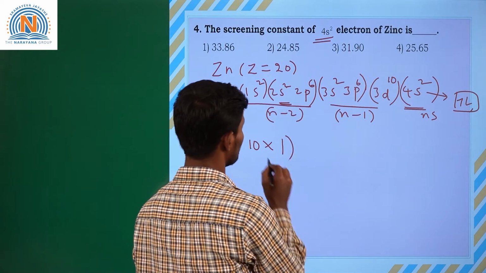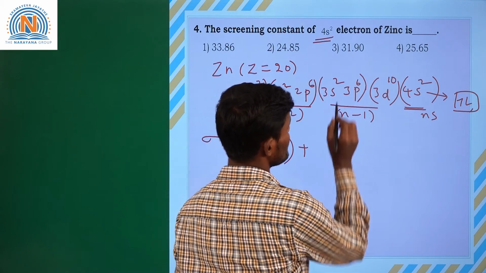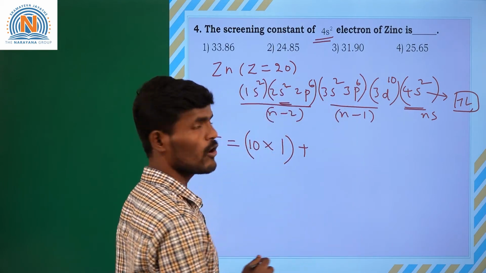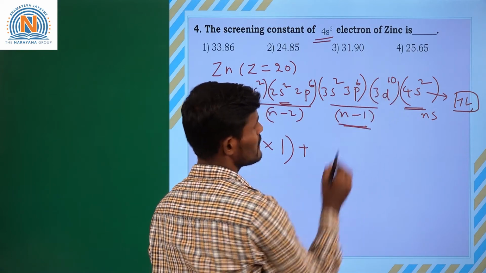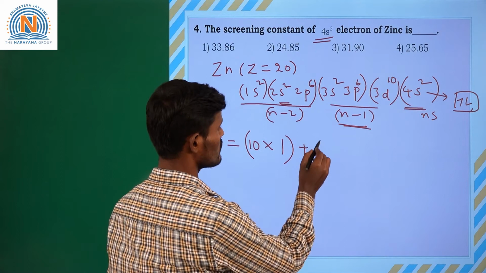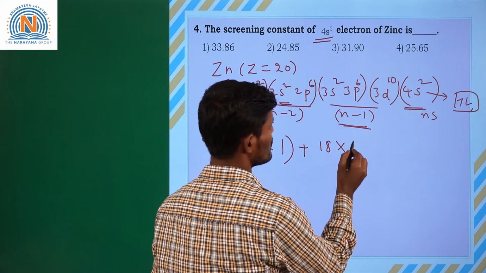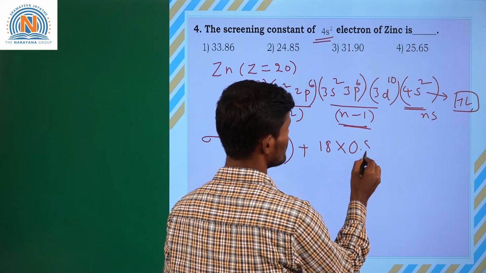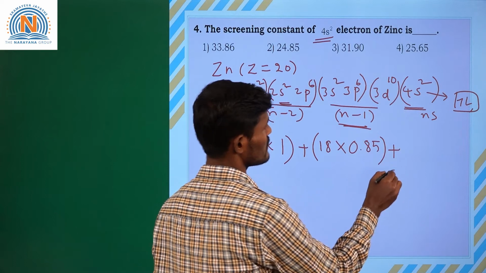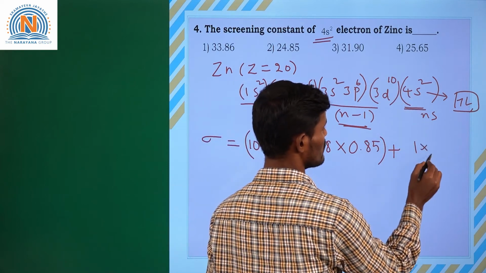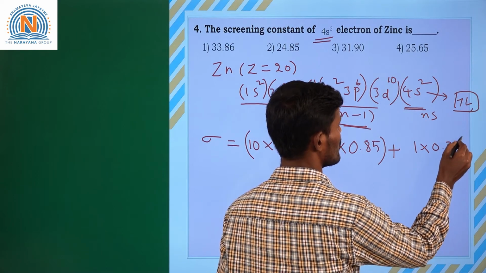Plus, next, in the n minus 1, how many electrons in total? Here 8 plus 10, that is 18, into 0.85, plus 1 into 0.35.